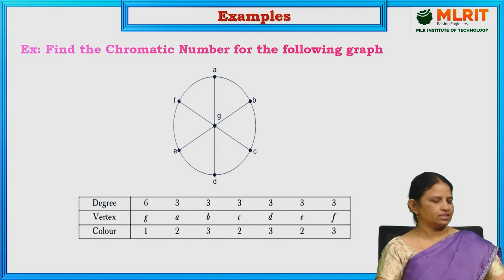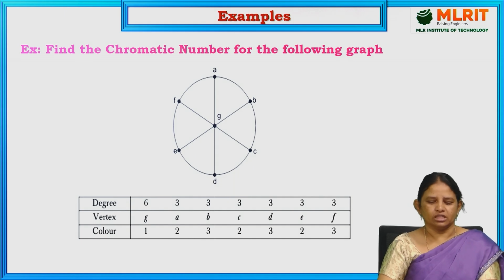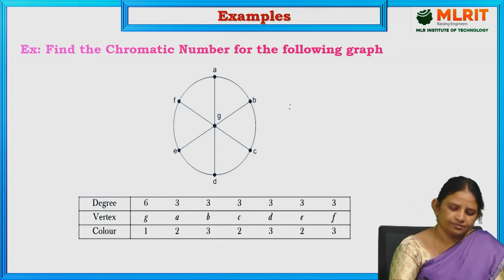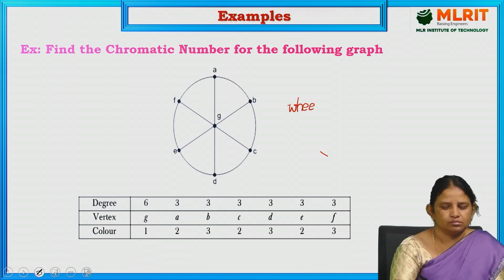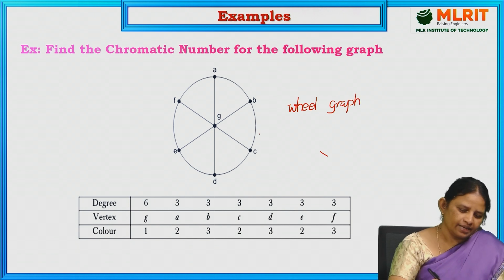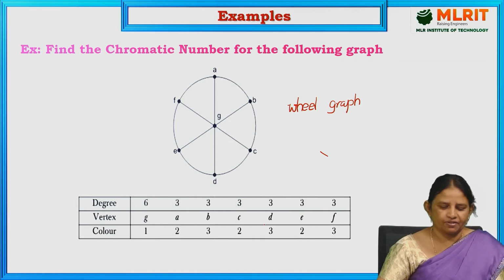Consider the next example. Find the chromatic number for the following graph. This is called a wheel graph. How many vertices are there? A, B, C, D, E, F, G. That means there are 7 vertices in total.